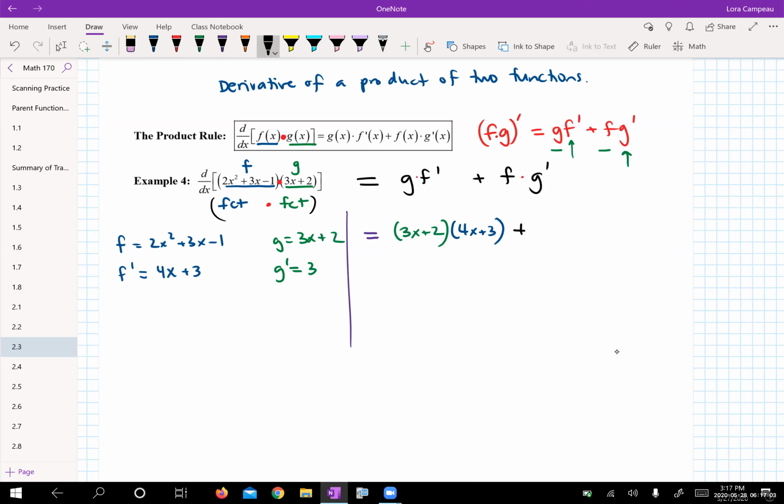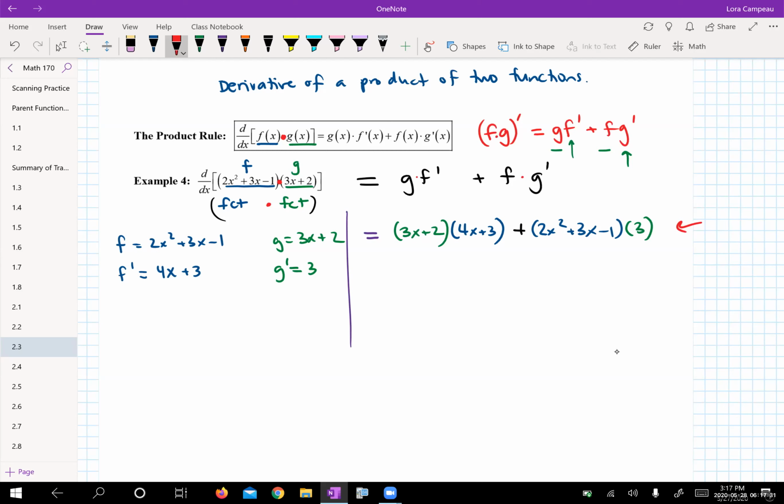Our F is 2x squared plus 3x minus 1. And then our G is 3. So even if you mess up along the way, if you show that you're demonstrating this part correctly, there is a chance of partial credit, I guess, if this is a handwritten assessment.